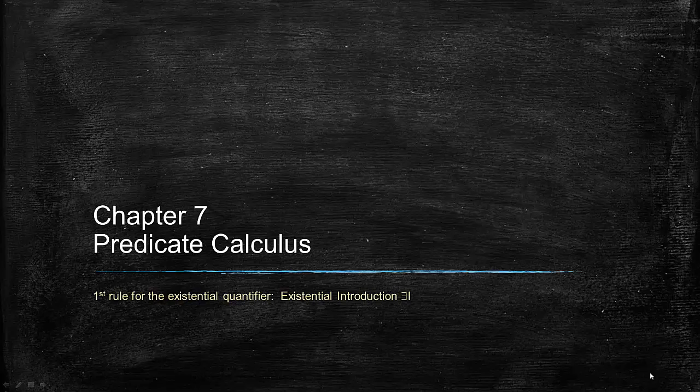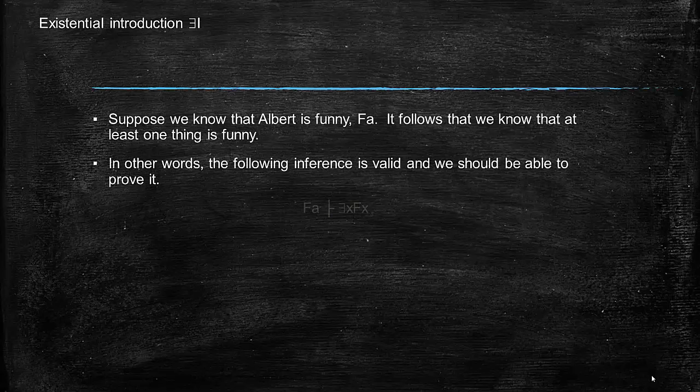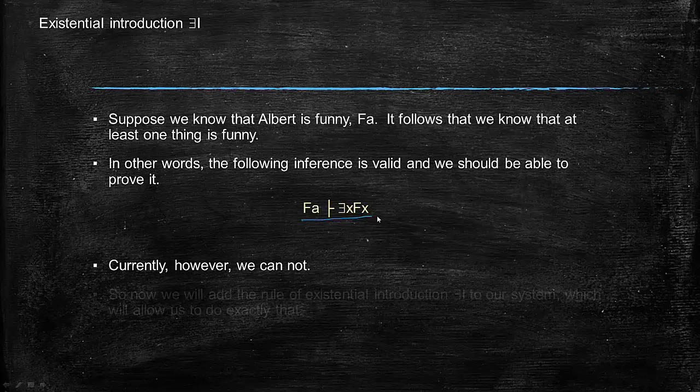Okay, so let's move on to the existential quantifier now, and we'll talk about our first rule, which is existential introduction. So if Albert is funny, Fa, we know at least one thing is funny. So this inference is valid, and yet we don't have any way to demonstrate that yet. And that's why we need the rule of existential introduction.